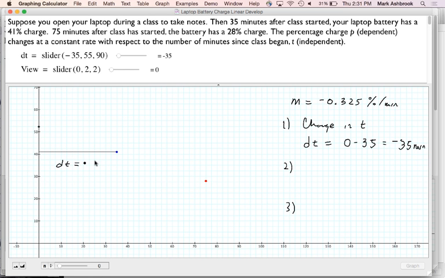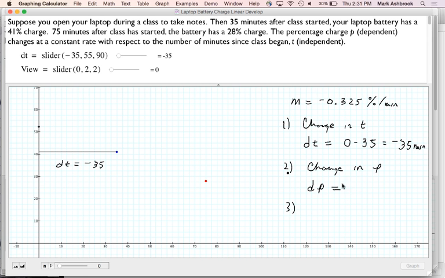Next step. What do we do from there? Change in percent. Change in p. Again, just dp. Not d of p, no parentheses. It's not two different things. That's just one thing. The change in p, dp. How do we find the change in p? By the very meaning of m. By the very meaning of the constant rate of change. The changes in percent are the constant rate times the given change in time.